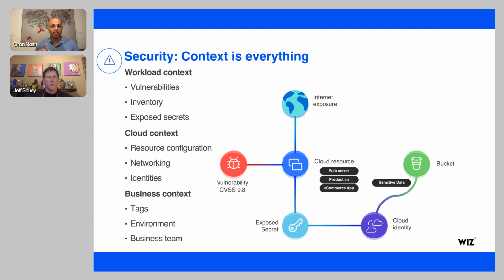In this case, we understand that this VM is not just a web server exposed to the internet with a critical vulnerability and a secret that can access a critical bucket, but we also understand that this one sits in your production environment, and the relevant business unit is your e-commerce application team, so you know who to reach out to. Given this entire context, you really understand what the real risk is.